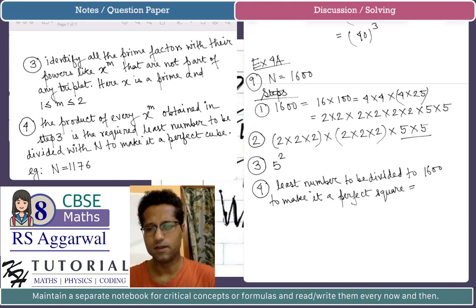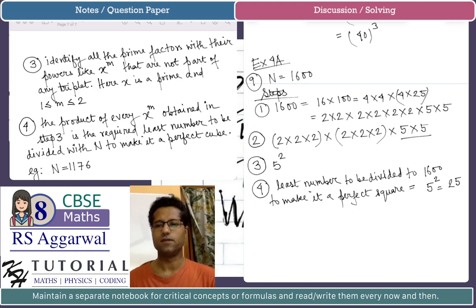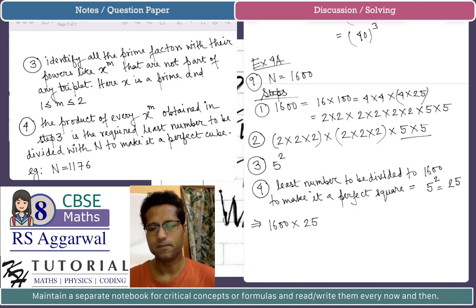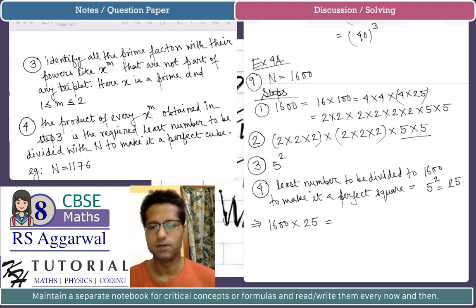is equal to the product of all the x to the power m found in step 3. In this problem we have only one such x to the power m, which is 5 square, which is 25. As you can see now that 1600, so if I multiply 1600 with 25, that is the least number that need to be multiplied to make it a perfect cube. So what is the number 1600 multiplied by 25?